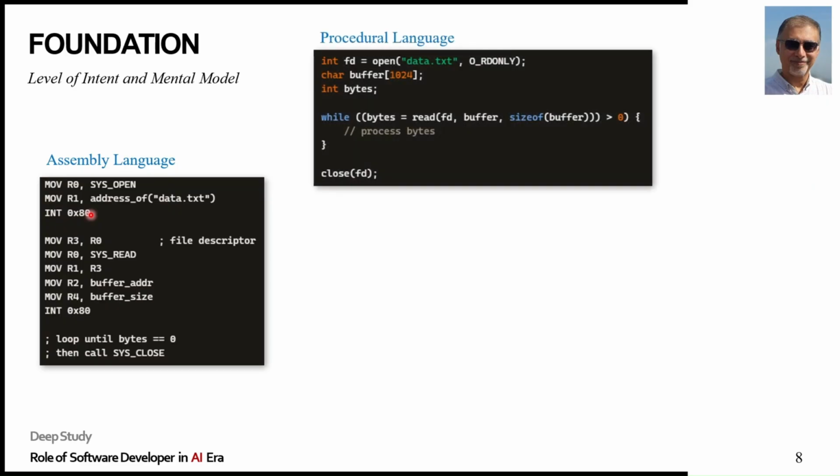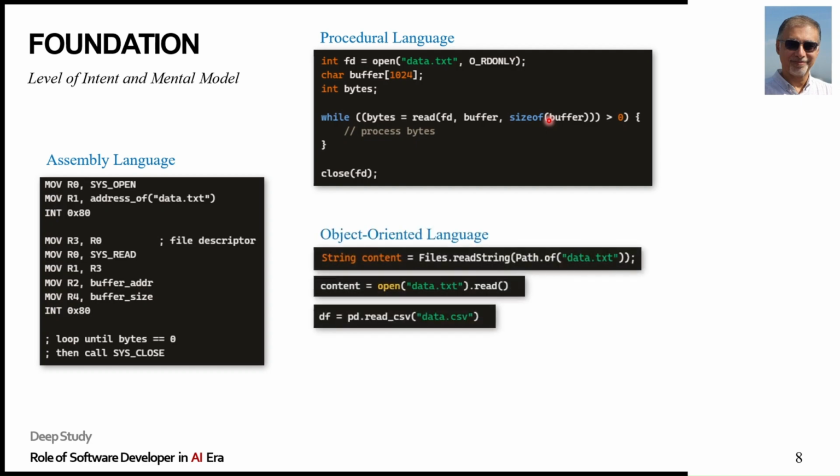If we go to procedural languages, now you think algorithmically in terms of loops, conditionals, and functions. You still describe how to do everything. For example, when I call read, give me bytes into this buffer until end of file or until the buffer is full. The mental model still includes memory, buffers, IO, and algorithmic steps.